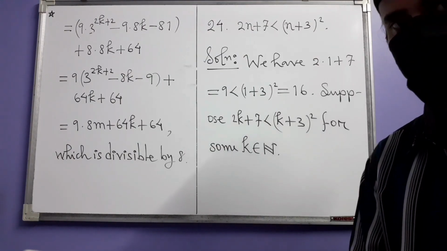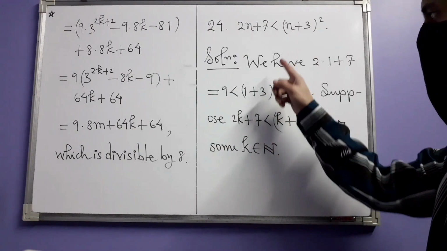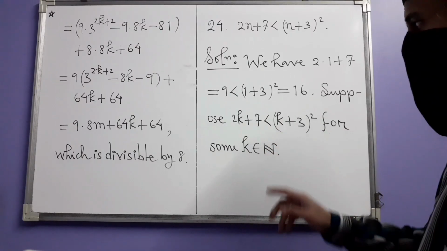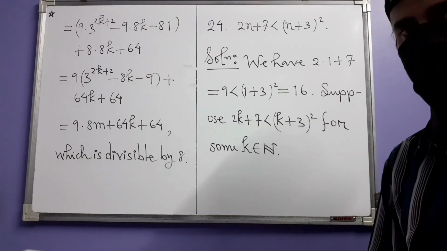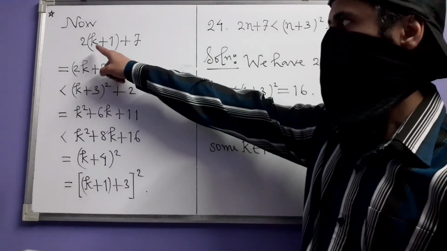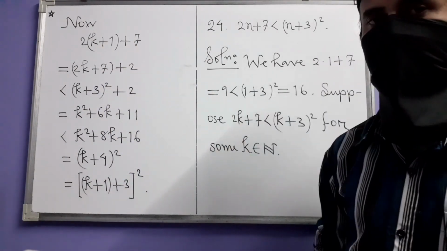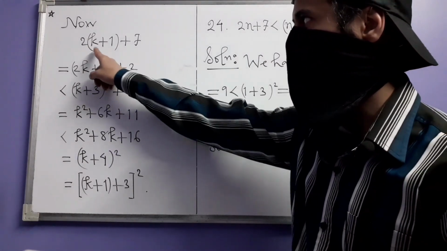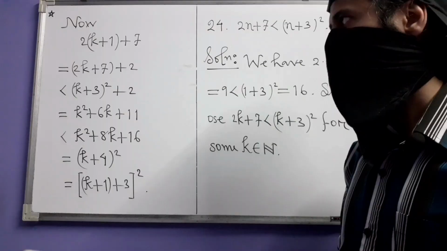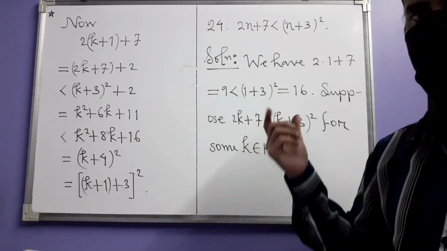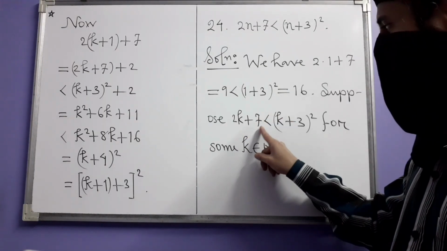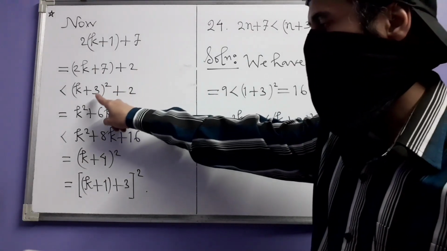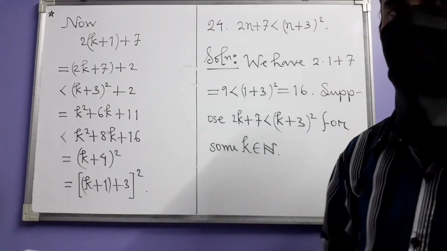Next, the induction hypothesis. Suppose the inequality is true for some natural number k, that is 2k plus 7 is less than the square of k plus 3. And now we consider 2 times (k plus 1) plus 7, which if you rearrange its terms, becomes 2k plus 7 plus 2. And then you use this induction hypothesis. 2k plus 7 is less than the square of k plus 3. So that plus 2 is less than this plus 2.